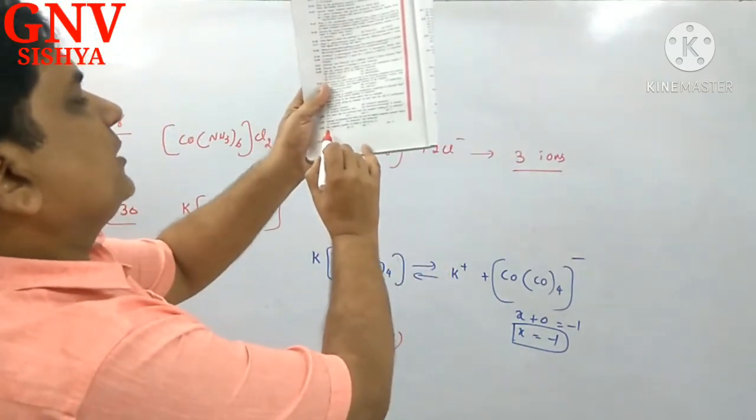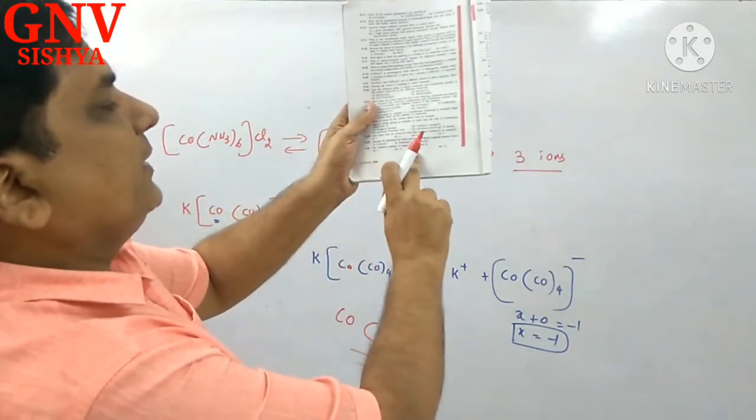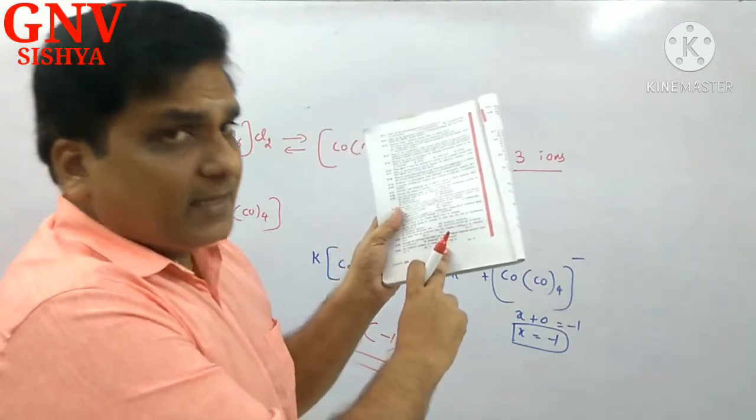I think we have 4 options. A, 1, 2, 3, 4. I think the third option is correct. What is that now? Minus 1.